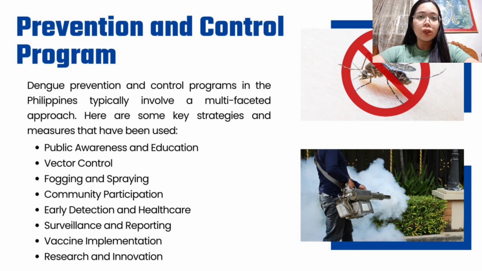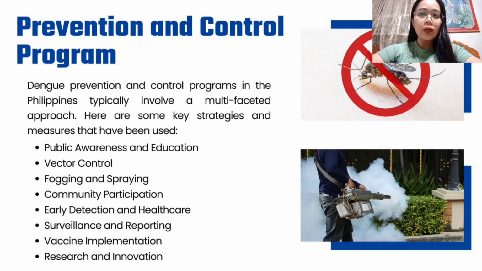Second, vector control. Aedes mosquitoes are the primary vectors for dengue. Vector control measures involve reducing mosquito breeding sites through proper waste disposal, removing stagnant water, and using larvicides or insecticides. Third, fogging and spraying. In areas with dengue outbreaks, fogging and indoor residual spraying may be conducted to kill adult mosquitoes. However, these are often considered a short-term solution.